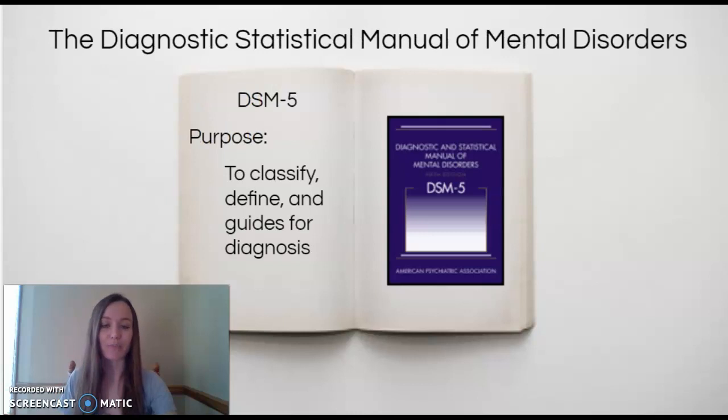This information comes from the Diagnostic and Statistical Manual of Mental Disorders, which is the DSM. It's currently on the 5th volume, and this is just the big book that medical professionals use to classify and define disorders, and it helps give them guidelines in how to diagnose someone based on their symptoms.